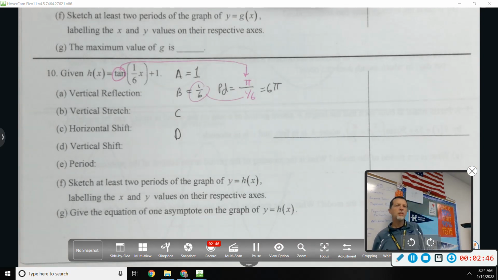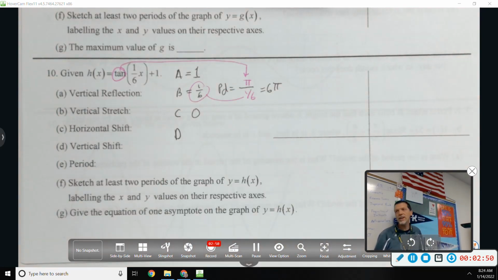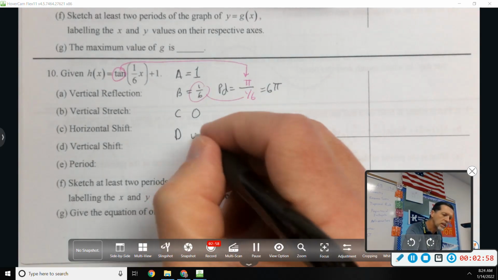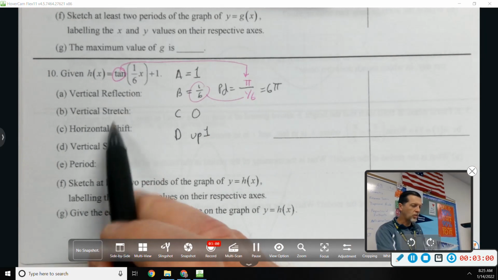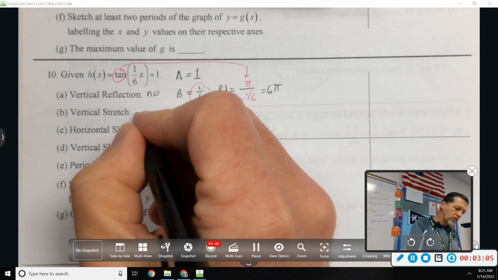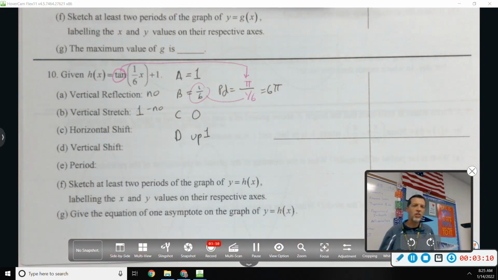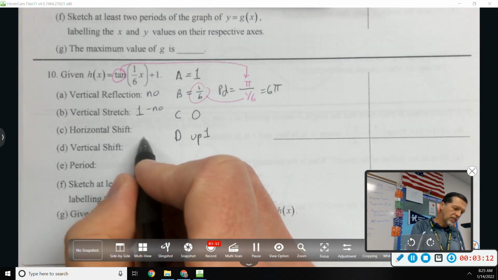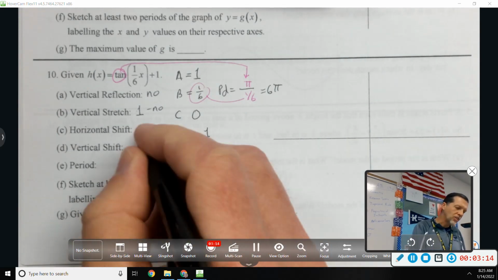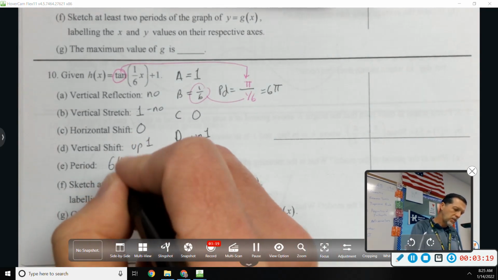All right, how about C? What's C? Nothing, 0. That's great news. We like C to be 0 because the phase shift is what really throws people off. And how about D? Up 1. Okay, maybe we can answer these questions now. Vertical reflection is a no. Vertical stretch, I guess you could say 1, but you could also say no. We're not stretching it. Horizontal shift, kind of the same thing. You could say no, or you could say 0, either one. Vertical shift is up 1, and the period is 6 pi.